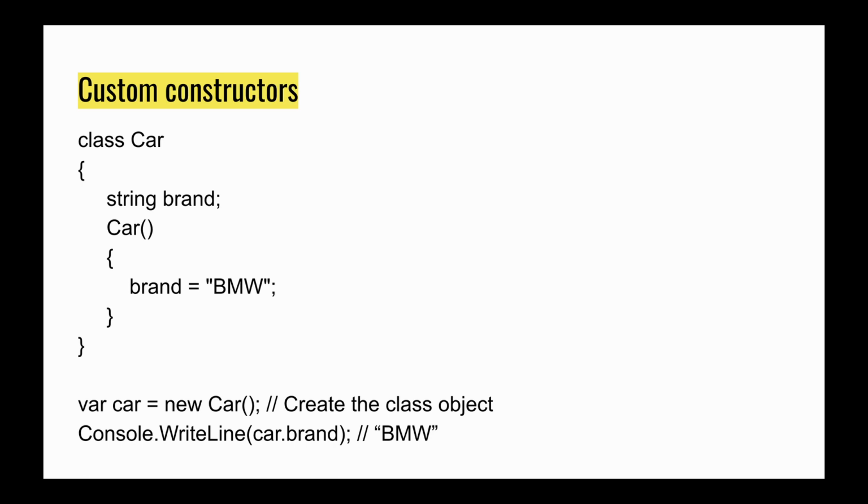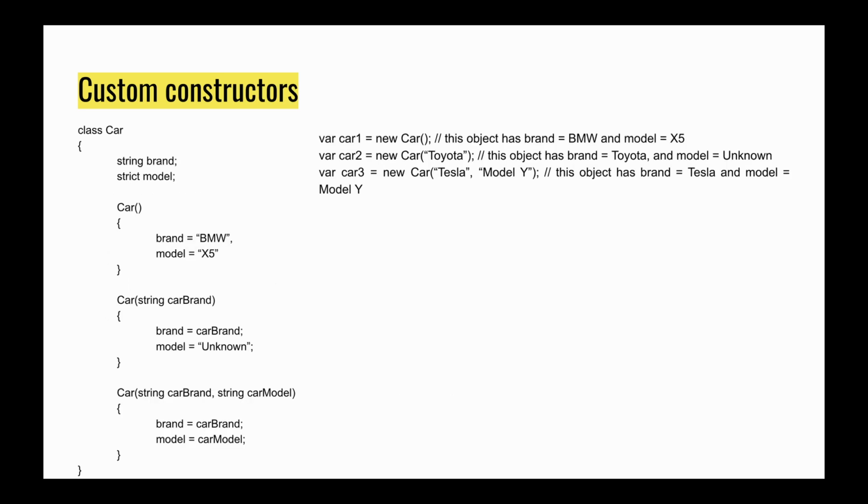In this case, the expression Car with the following parentheses just represents the call of the certain constructor in the class, and therefore, when it's executed, the value BMW will be written into the brand field, belonging to the class instance. Now let's define three constructors of the class, each with a different number of parameters and logic inside these constructors. And we can call one of these constructors to create an instance of the class. Here we create three different instances of the car class using different constructors.